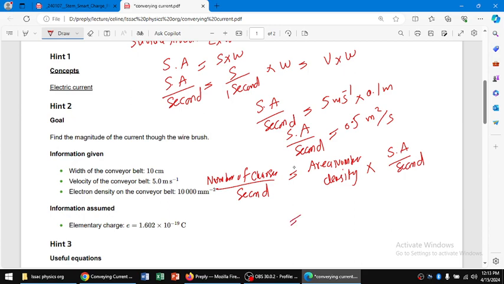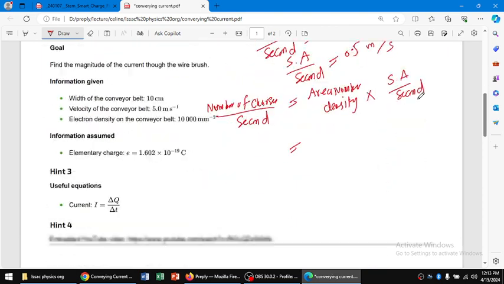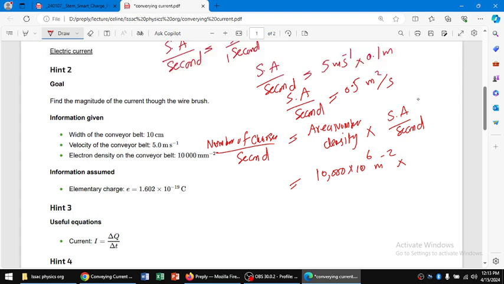So area number density is 10,000 into 10 to the power 6 meter minus 2, and surface area per second is 0.5 meter square per second. So this meter square will be cancelled, so we are left with the number of charges per second, that is equal to 5 into 10 power 9 charges per second.